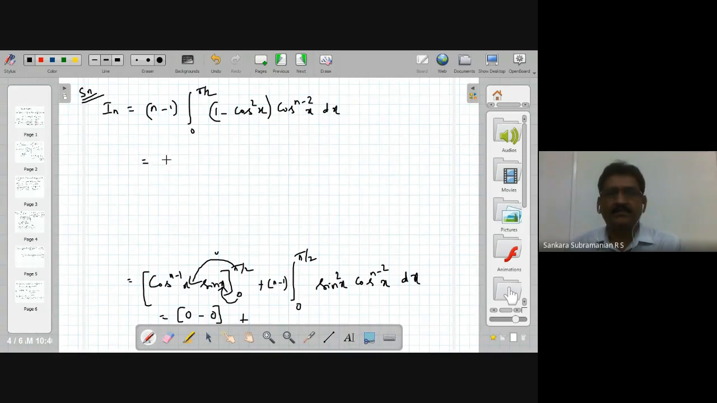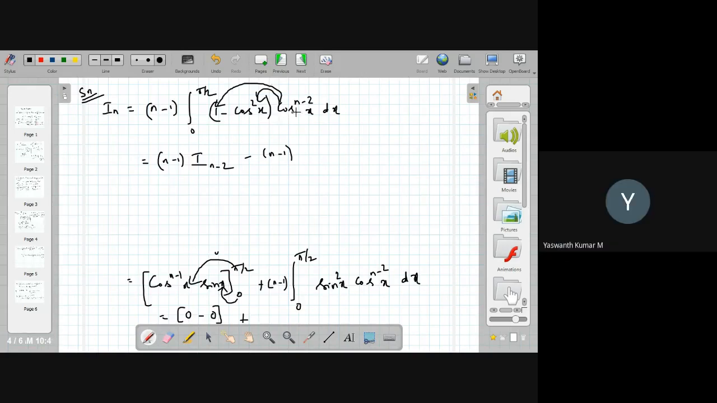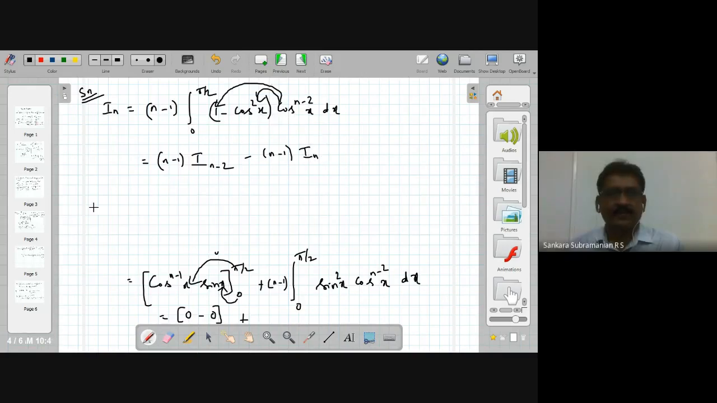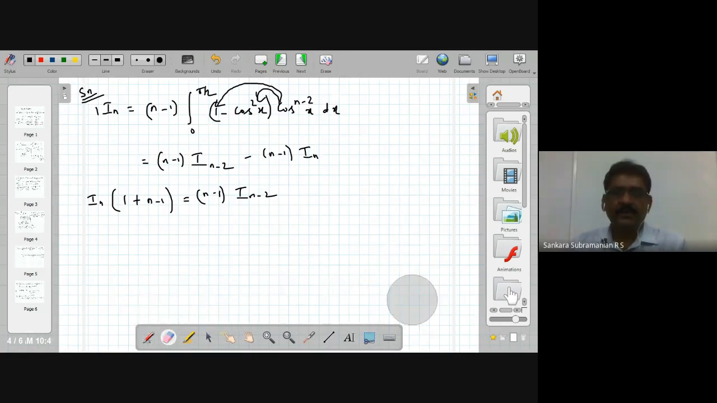So this can be written as n minus 1 times, multiply this, and if you take it over the limit 0 to pi by 2, this is I n minus 2, and minus of n minus 1 into, if I multiply this and take it over the limit 0 to pi by 2, this becomes cos power n, this is I n. So if I take I n as common, you get 1 plus n minus 1. This is equal to n minus 1 times I n minus 2. So the same answer comes for integral 0 to pi by 2 cos power n as well as for sine. Therefore I n equal to n minus 1 by n, I n minus 2.